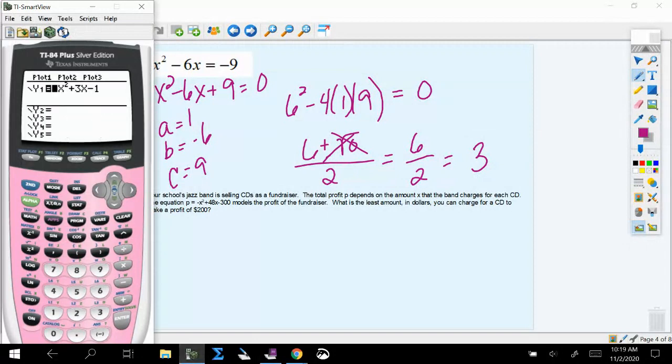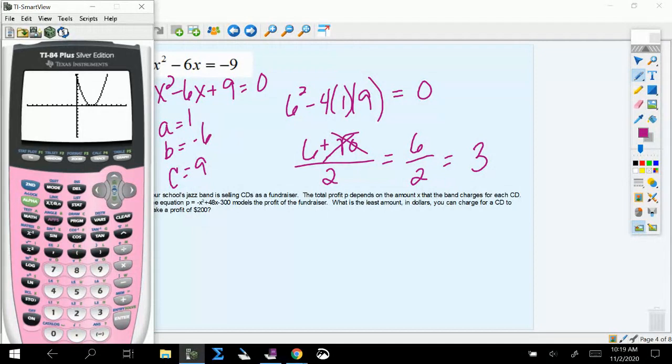If you were to take a look at what it looked like graphically and type in x squared minus 6x plus 9, you would notice that your parabola touches the x-axis and never goes through it, just touches the x-axis. So that's what that is going to look like.